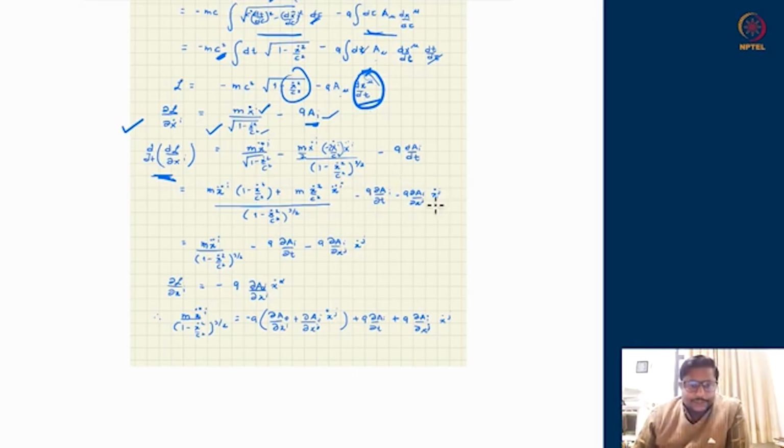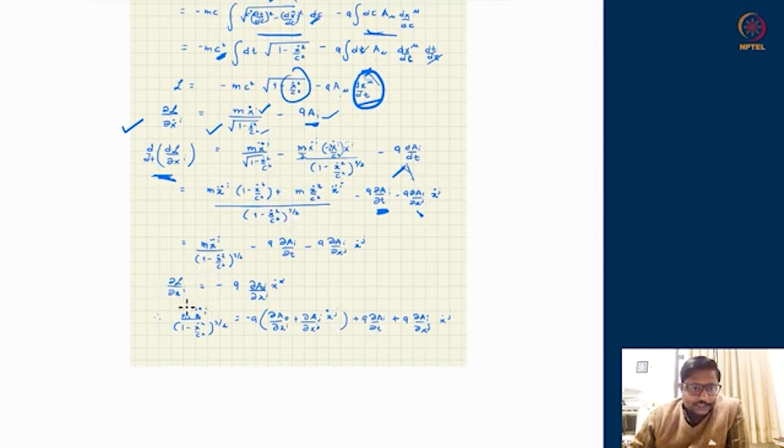This is again plain and simple algebra you should be able to do, and you can just write down the total derivative of ai with respect to t in terms of the partial derivative with respect to time plus the partial derivative with respect to position times dxj upon dt. So a total derivative of ai with respect to t can be written in terms of two terms. Overall, this would be the left-hand side of the Euler-Lagrange equation. The right-hand side is just del L upon del xi.